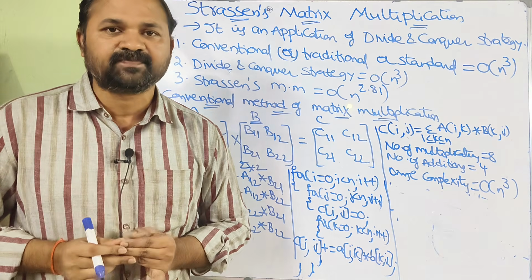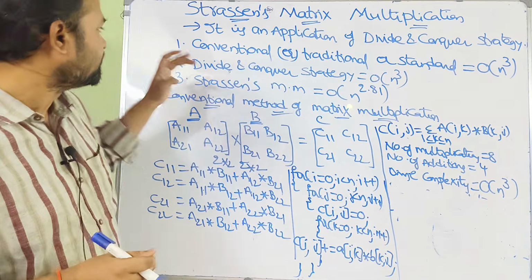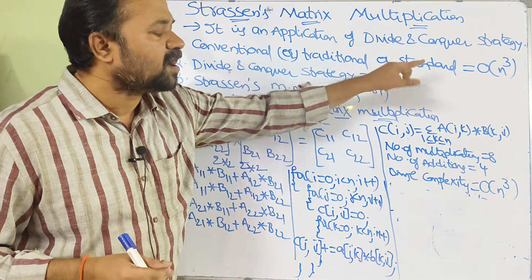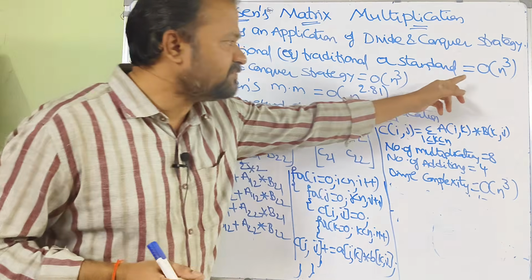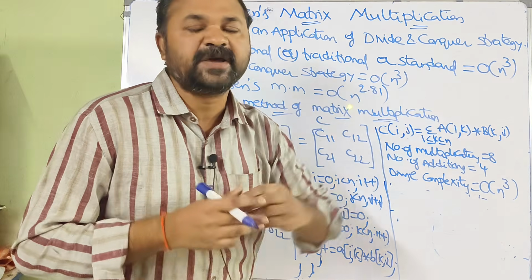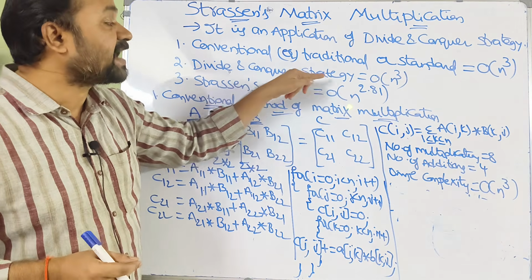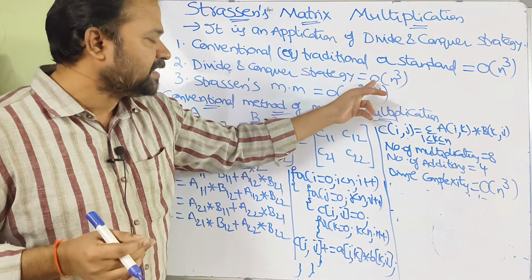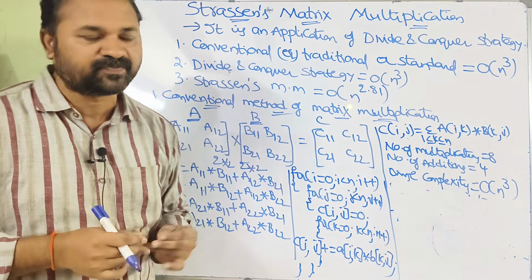Here generally we can do matrix multiplication in three ways. The first way is the conventional, traditional or standard way of matrix multiplication. There we will get a time complexity of big O of n cube. The second way is the divide and conquer strategy of matrix multiplication. Here also we will get a time complexity of big O of n cube.